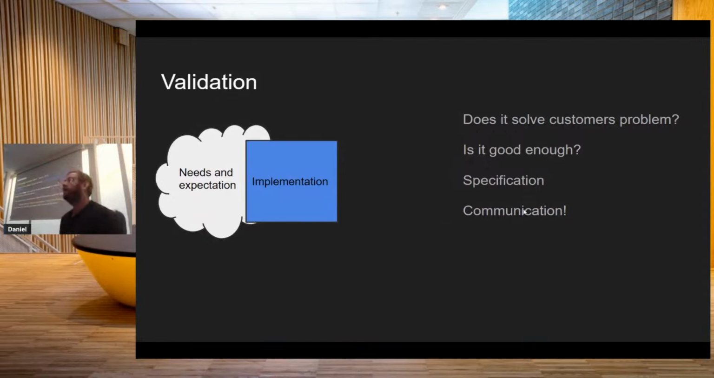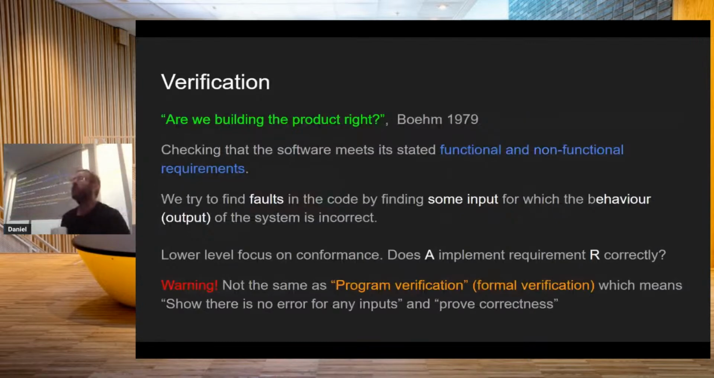Then we have verification. Are we building the product right? This is when we have a specification, and we check that the software meets its stated functional and non-functional requirements. So we try to find faults in the code by finding some input for which the behavior of the system is incorrect. So we're actually looking for bugs.